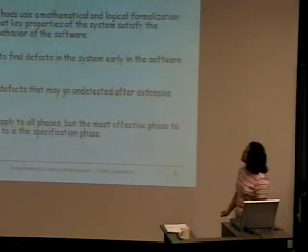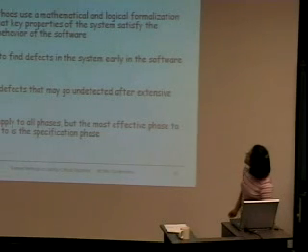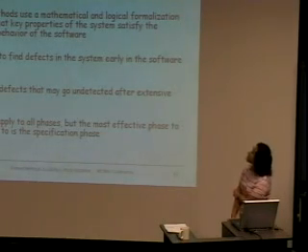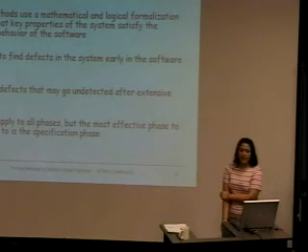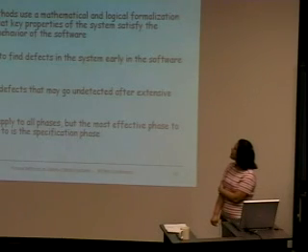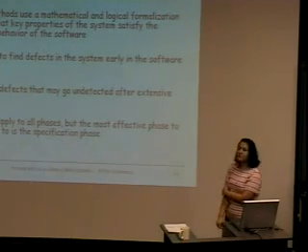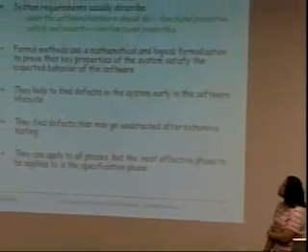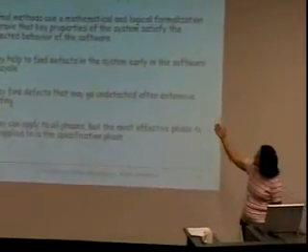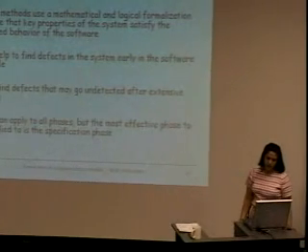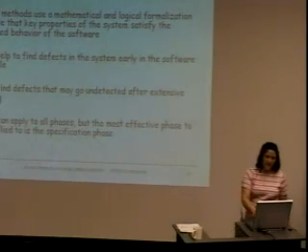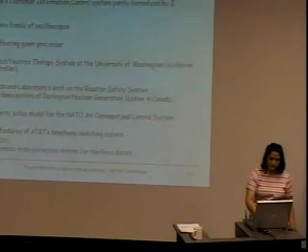So recall again from last time, this is the definition of formal methods. Formal methods are mathematical and logical formalizations used to prove that the properties of the system satisfy the expected behavior of the system. The properties of the system contain functional properties and non-functional properties, which are safety and security. They also tend to find defects early in the software lifecycle, in the requirements phase.